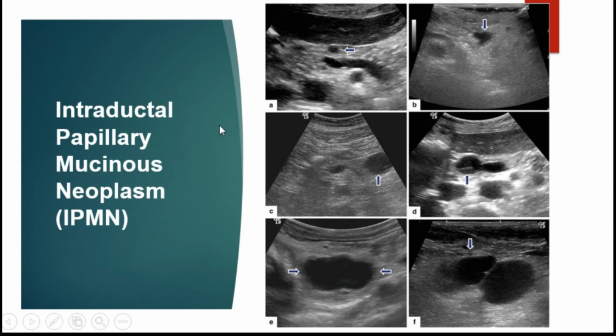Okay, this is intraductal papillary mucinous neoplasm. We can see this small one on ultrasound. Basically, it's a cyst in the duct.